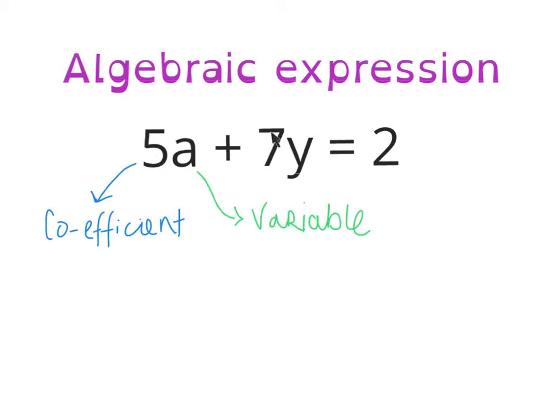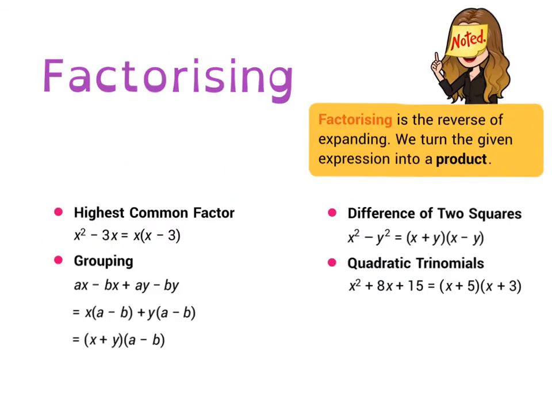In a similar way then, our 7 in this term is the coefficient and our variable is y. A variable is the unknown part of the algebraic expression. And finally, you will have 2, which in this case is called a constant. I'm now going to go through each of these 4 parts in detail.